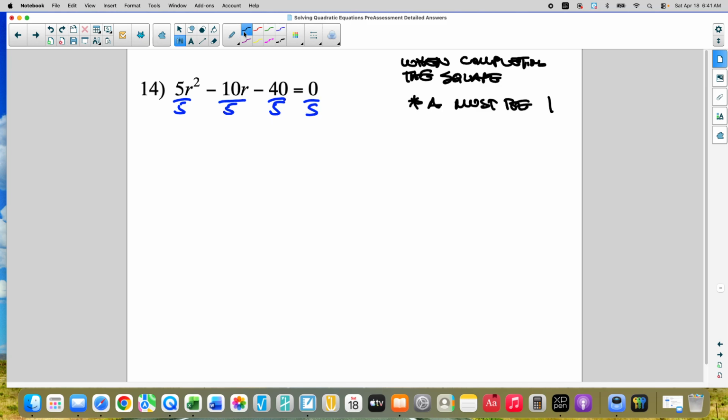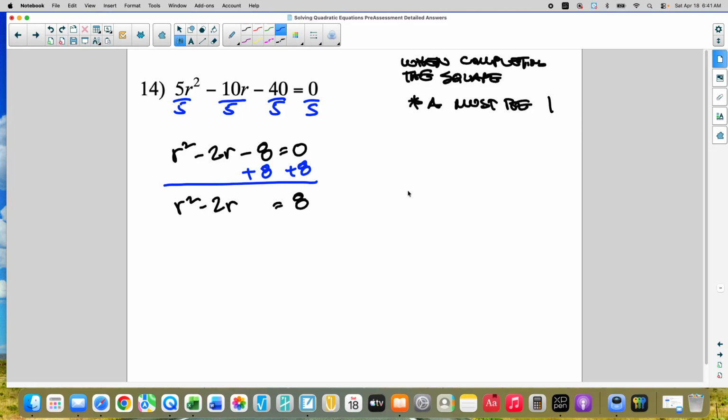Divide everything by 5, giving me r squared minus 2r minus 8 equals 0. Now we'll set it equal to 0. We'll move our constant. R squared minus 2r equals 8. Let's complete the square. Half of 2 squared gives us negative 1 squared, which is 1. So we'll add 1 to both sides. This becomes r minus 1 quantity squared equals 9.